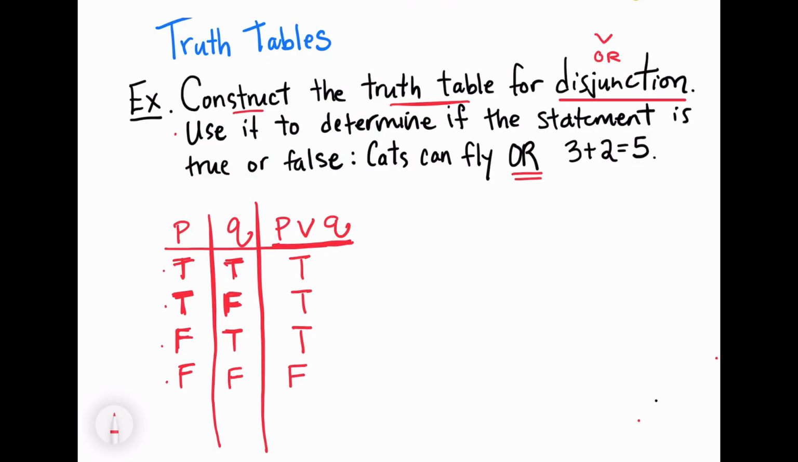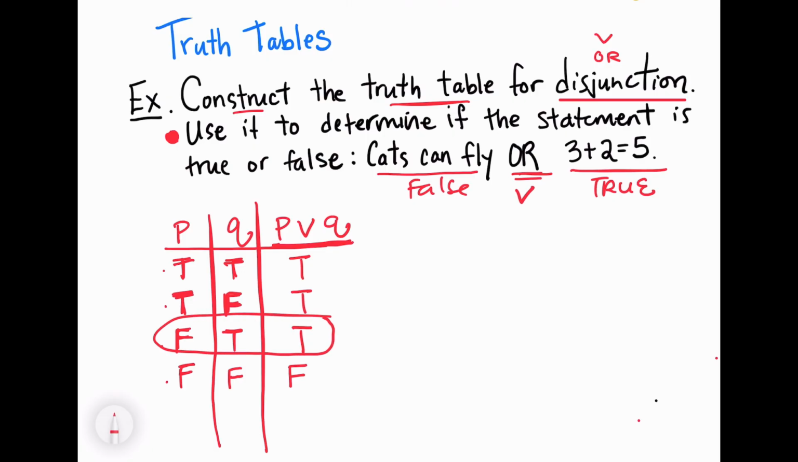Okay? So now let's go back and look at the statement. We want to determine if the statement is true or false. So, cats can fly, or 3 plus 2 is 5. This is true. Cats can't fly. We already said that's false. So in this case, one of the statements is false and the second statement is true. So the disjunction here is true.